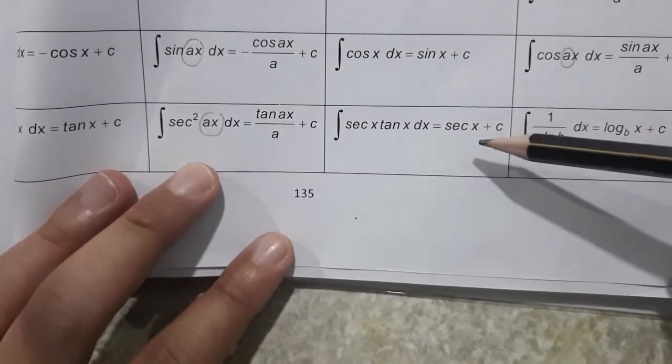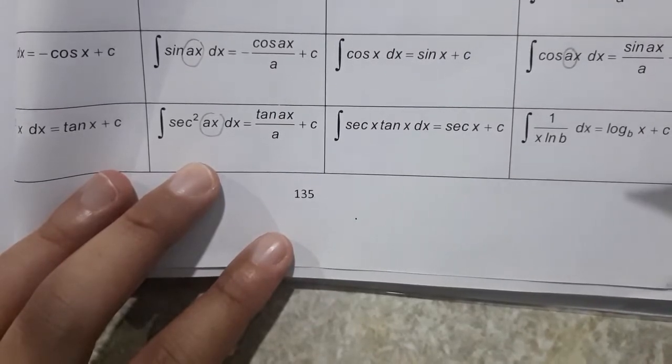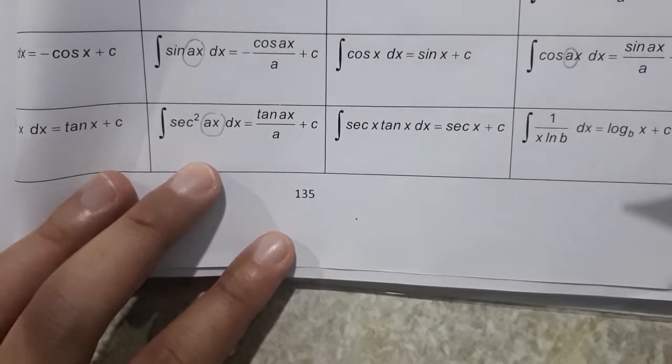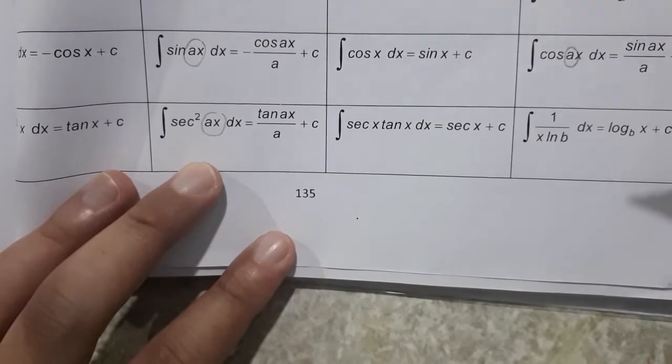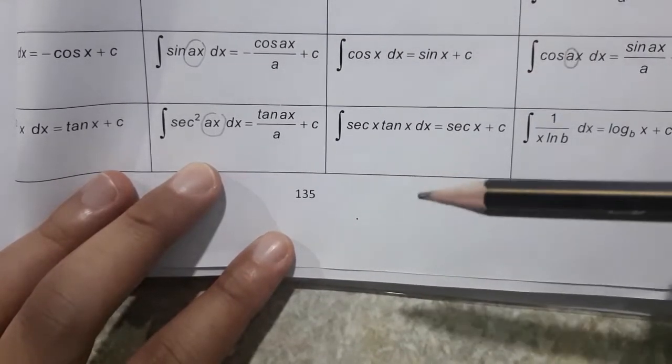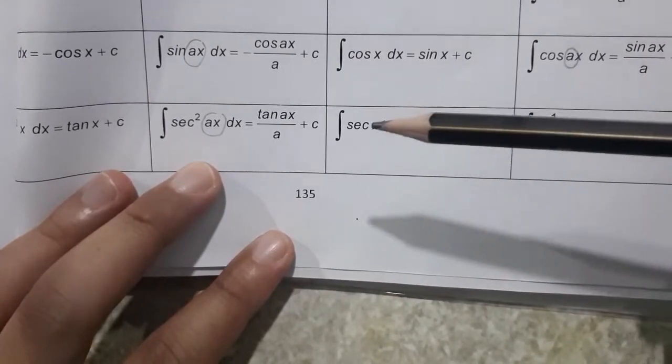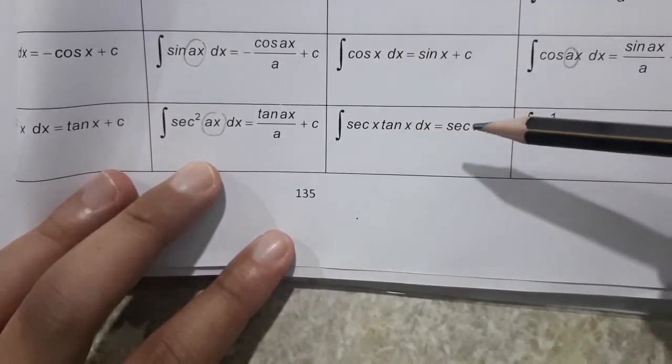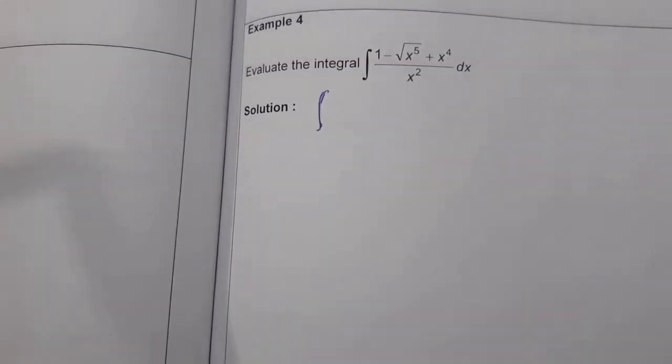Remember the answer to the differentiation of secant x. Differentiate secant x is secant x tan x. So for integration we reverse it. Integrate secant x tan x, we get secant x.